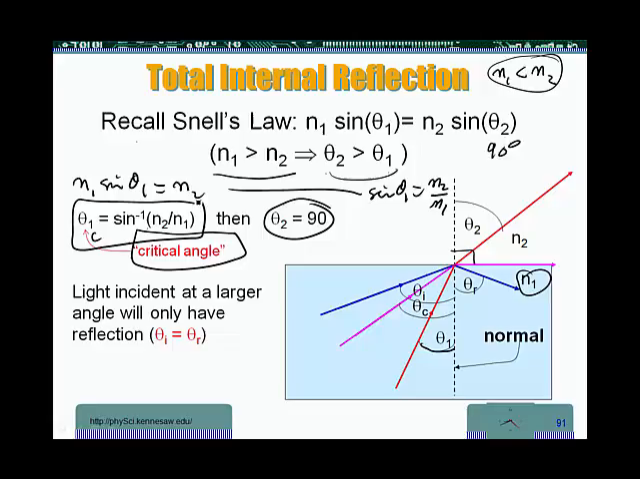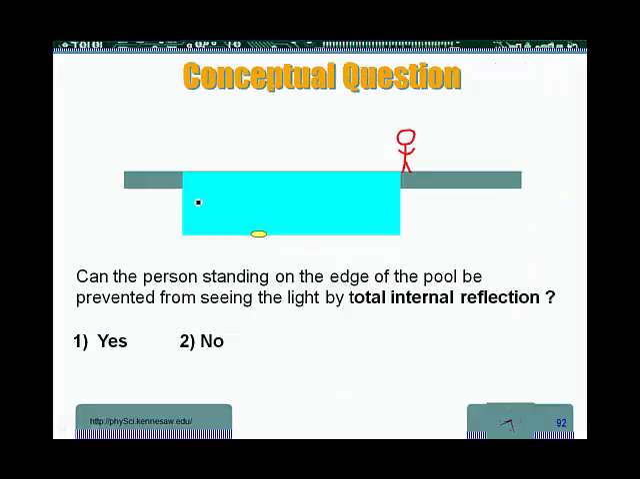Okay? What are implications of this? Let's try to ask this question first. Now, can the person standing on the edge of the pool be prevented from seeing the light by total internal reflection?